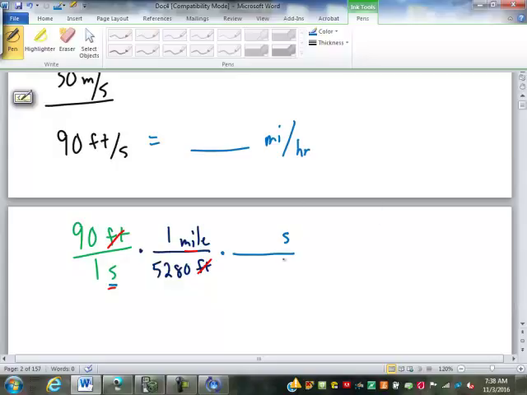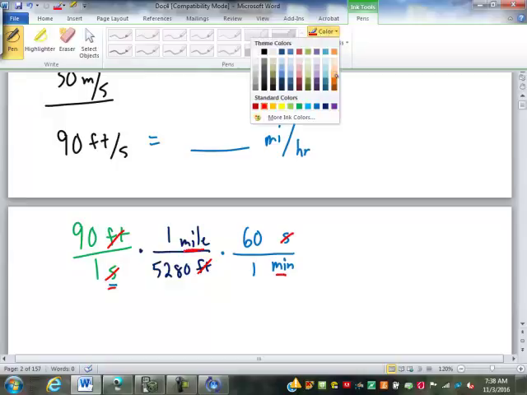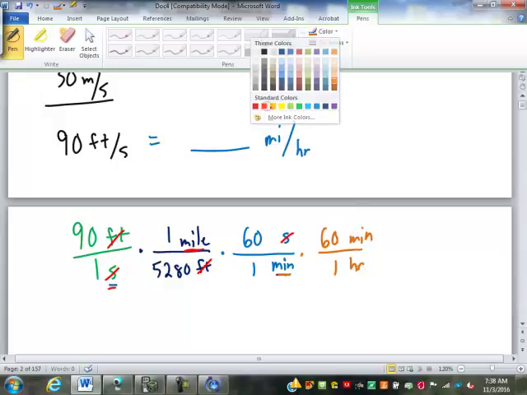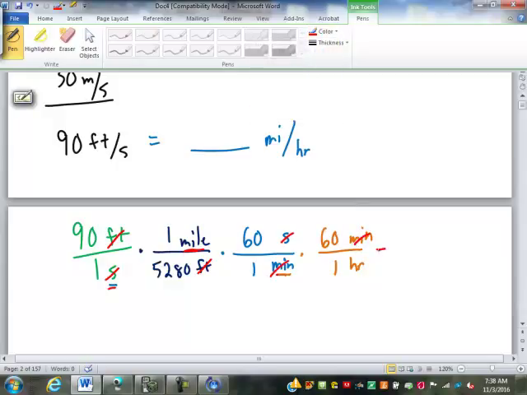I could figure it out, but let's just do minutes to seconds. 1 minute, 60 seconds. So I've got rid of the seconds, and right now I'd be in miles per minute. So I go one more step. I got to get rid of those minutes. They're on the bottom right now, so I'm going to put minutes on top. 1 hour is 60 minutes. So now I have canceled out the minutes. I should be in miles per hour.